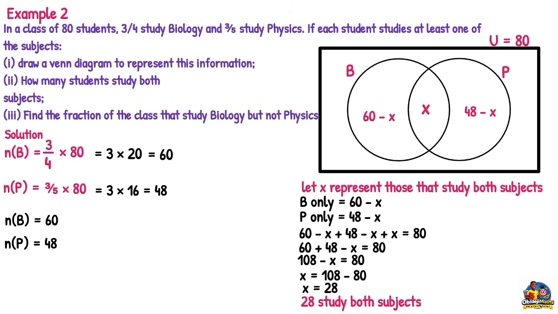Now, for the fraction of the class that study biology but not physics, that is biology only. They do not study physics. That's biology only. So that will be 60 minus x. And that will give us 60 minus 28, which is what? Which is 32. So the fraction will be 32 over 80.